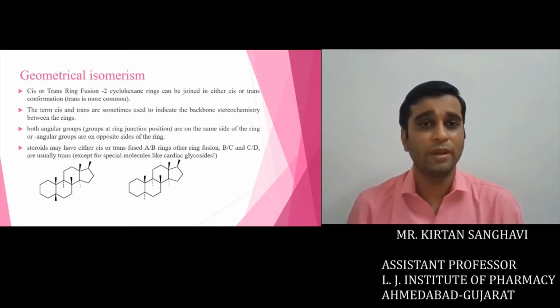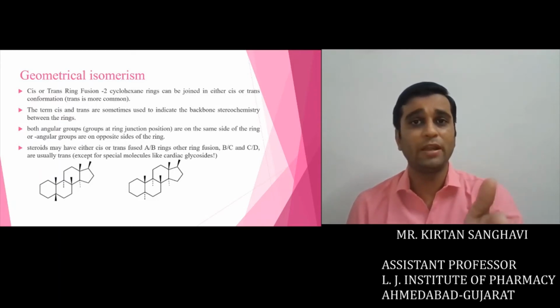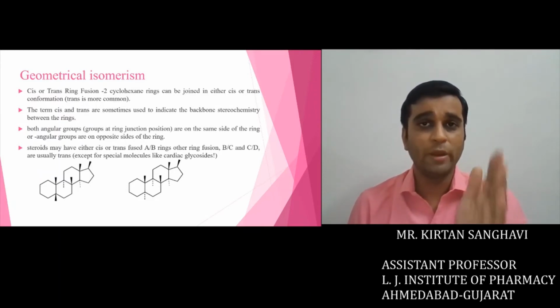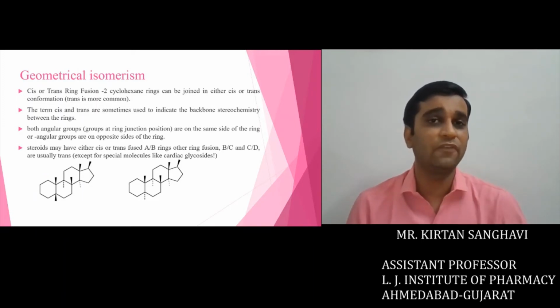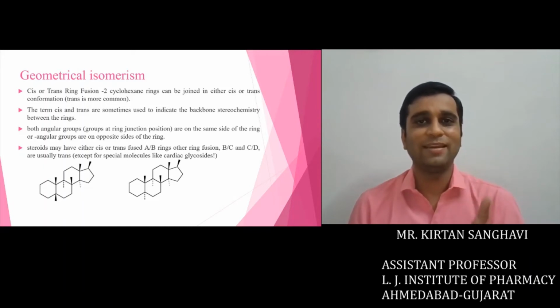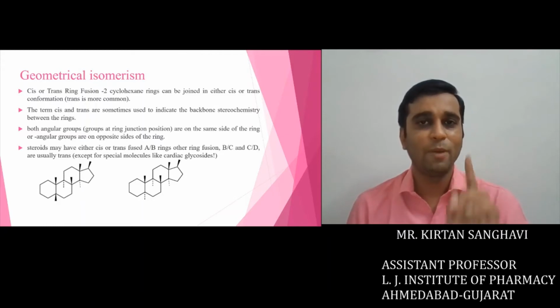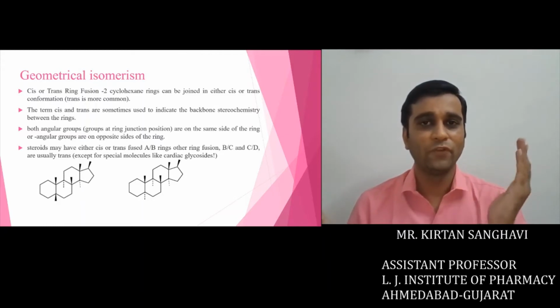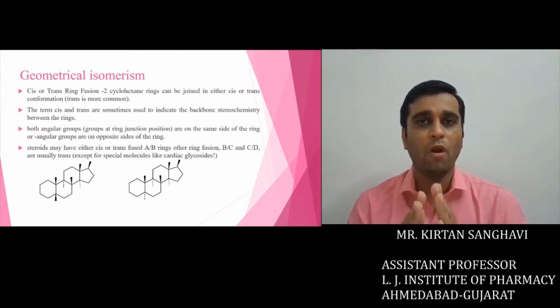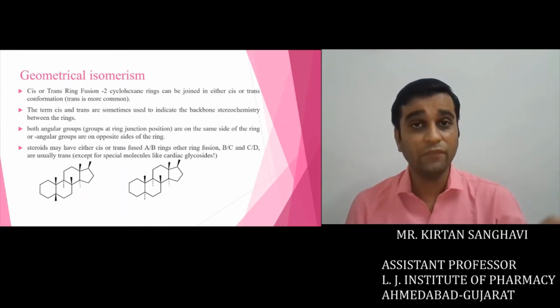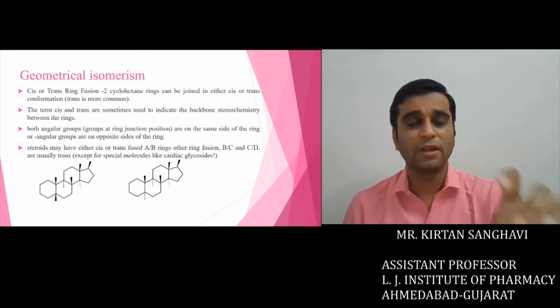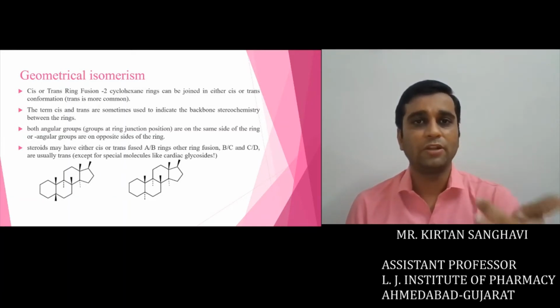Another aspect of stereoisomerism is geometrical isomerism. Geometrical isomerism is possible in three different cases. Number one, when double bonds are involved. Number two, when cyclic aliphatic structures are there. And number three, a very important part, fused bicyclic ring systems or polycyclic ring systems. We always say cis and trans isomerism is possible. Fine. Even if they are not substituted, we still have to say it is trans or cis.